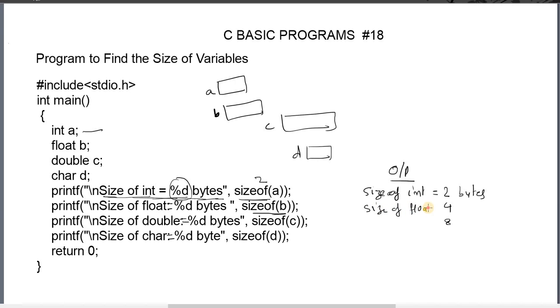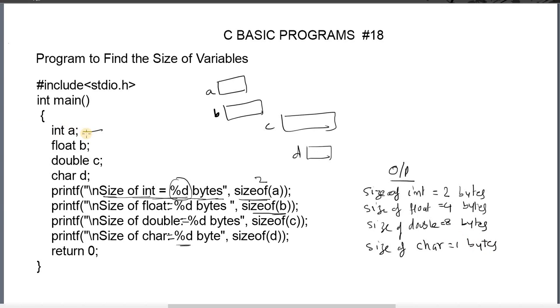Float equal to 4 bytes. Here we wrote double equal to 8 bytes. Size of char is equal to, in place of this we will get the result of this, that is 1 byte. A character variable will take 1 byte of memory.